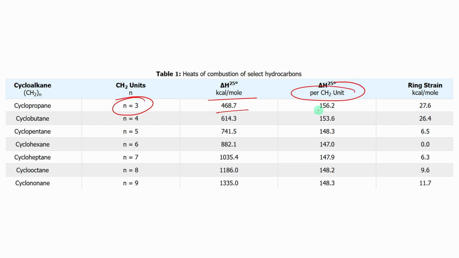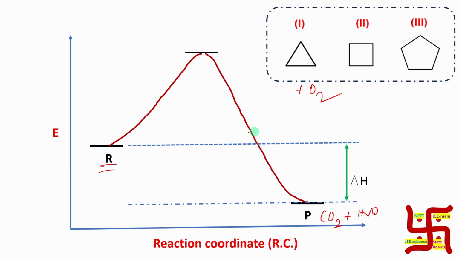This is important, it is 56. For cyclobutane, the value is more because more CO2 and water are produced, but the value is 153. For cyclopentane, 148. So what this message says, if you go back to the example, if your reactant energy is higher and the product energy is similar, this delta H value will be more negative, meaning more exothermic.